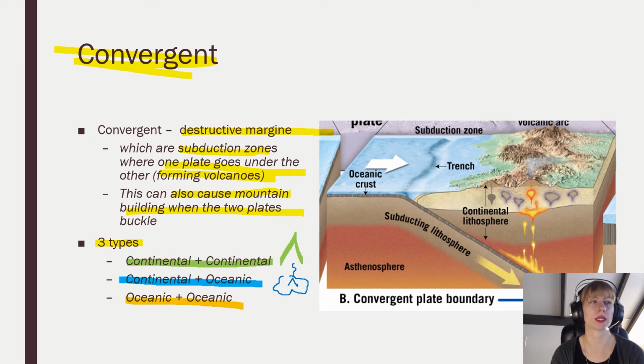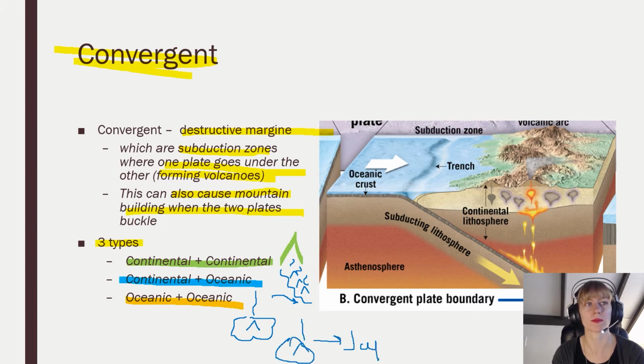Oh, I'm sorry. I made a mistake there. Continental and oceanic do not make island arcs. Continental and oceanic, what you'll have is a coastline, with subduction underneath, and volcanoes pop up on the coastline, like what we see on the west coast of the United States. With oceanic versus oceanic, that's when you'll get a volcanic island arc, where you'll have a bunch of islands with volcanoes, like Japan.